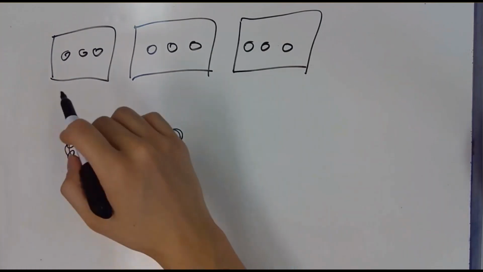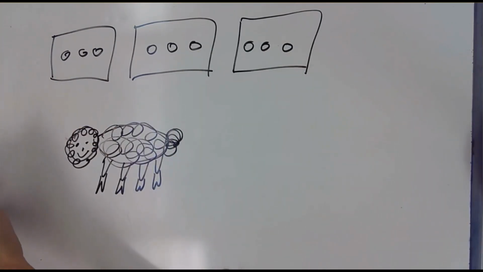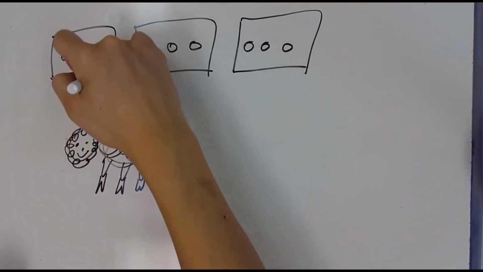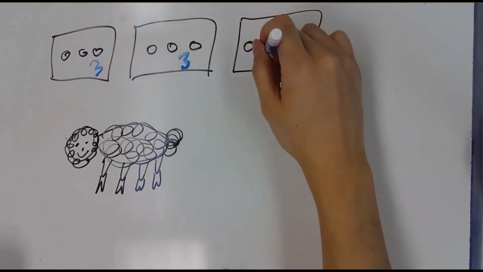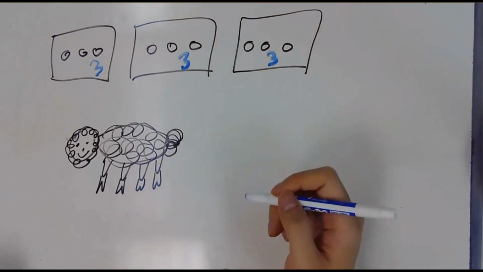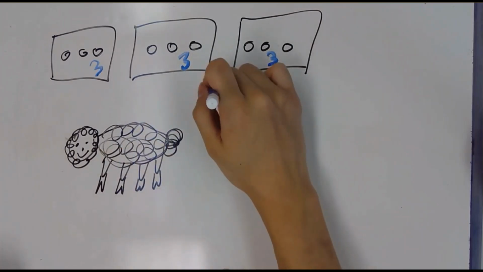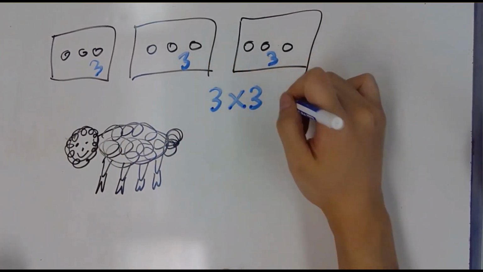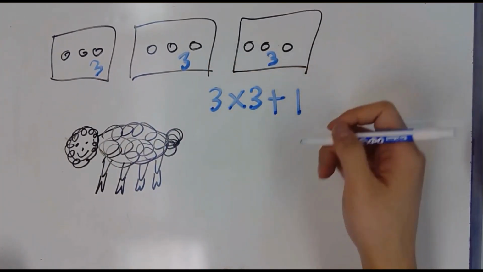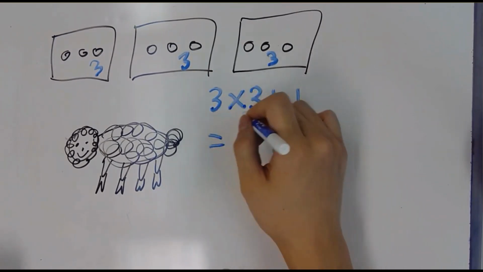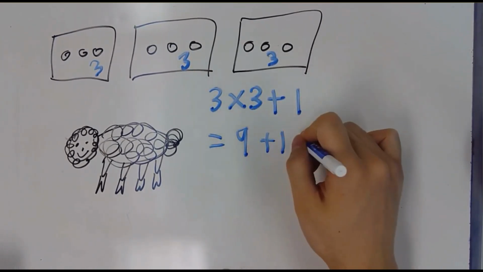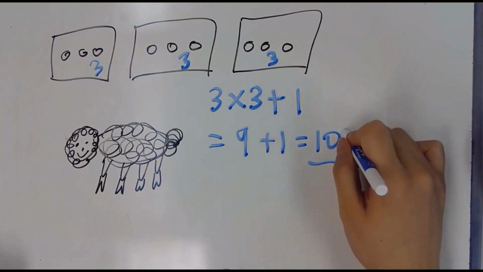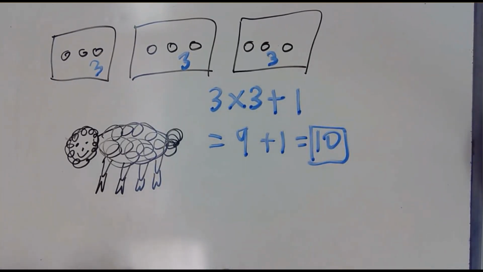So we know that there are 3 sheep here, 3 here, and another 3 here, and there's an extra one. So then we have 3 times 3 plus 1. Therefore, 3 times 3 is 9, plus 1 is 10. So we know that we have 10 sheep in total.